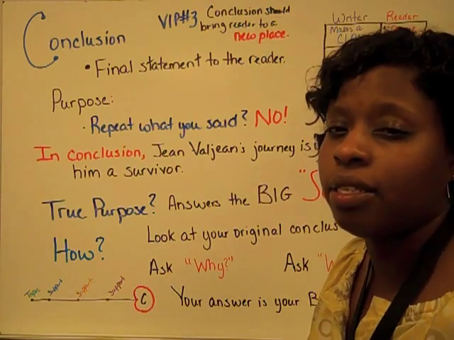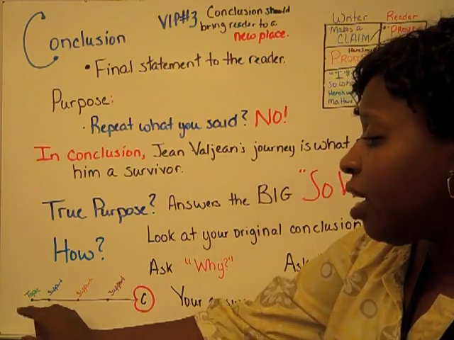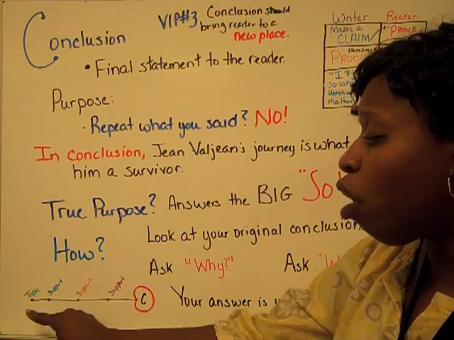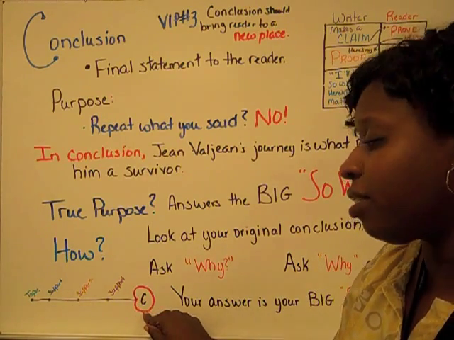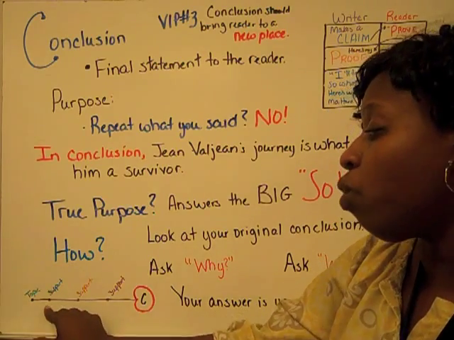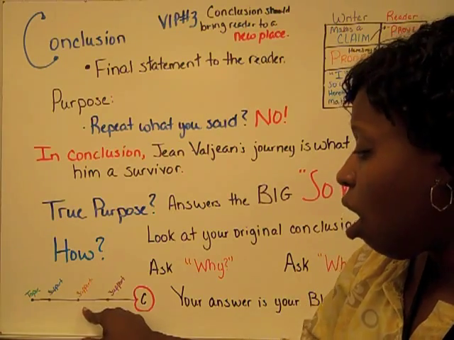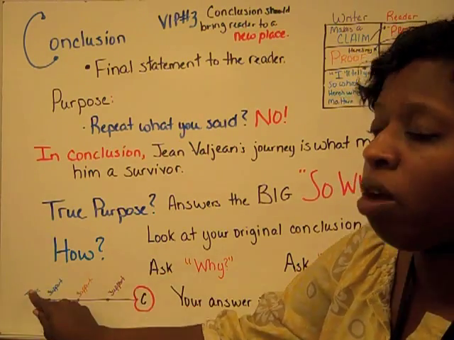Look at it like this. An effective paragraph is kind of like a trip. So you want to take the reader to a new destination. You want to take the reader on a one-way trip. You don't want to take the reader on a round trip.